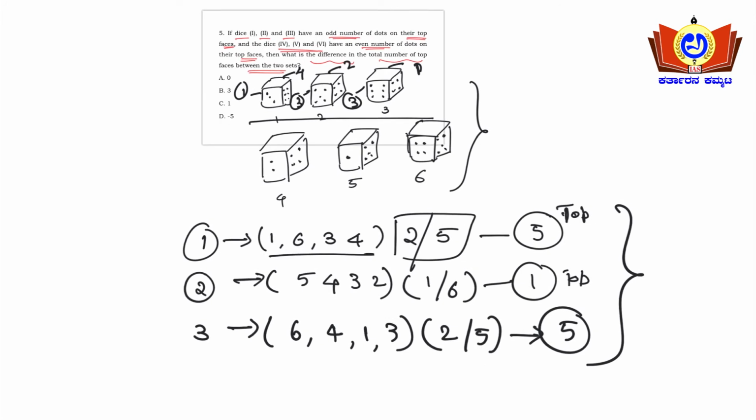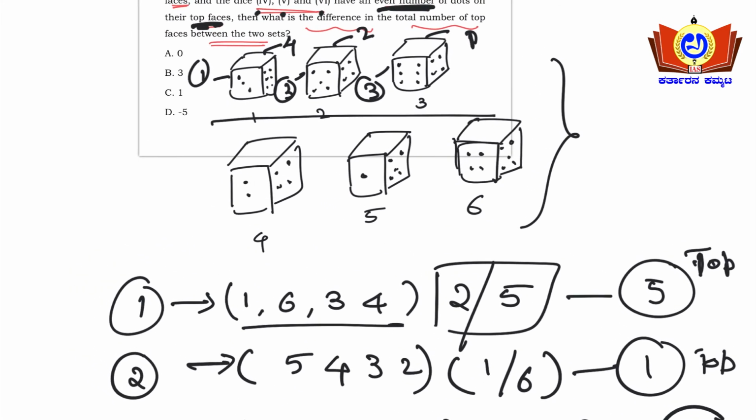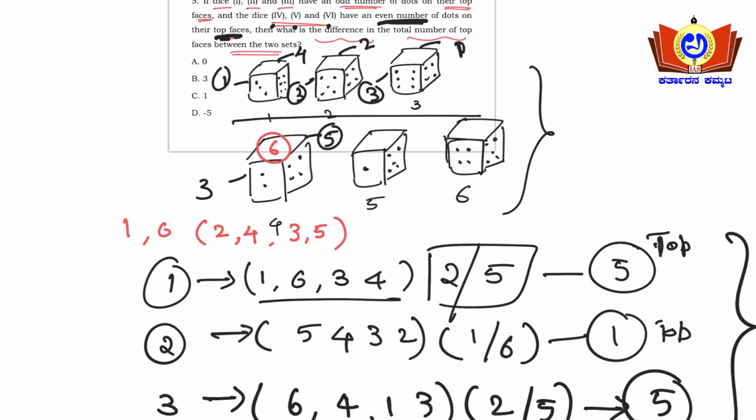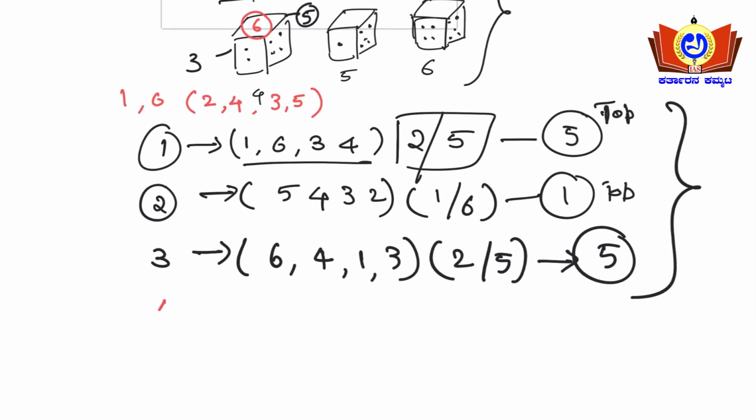Okay, so for dice 4, 5, 6 have an even number of dots on the top faces. Okay, even number of dots. 4 means 3 here, 2 means 5 there. So what are the possible options here for the fourth? 2 is there, and 4 is there, and 3 is there, and 5 is there. So the probable options are 1 and 6, and it's given that it is an even number of dots, so 6 is the top face here. For the fourth dice, 6 is the option here.